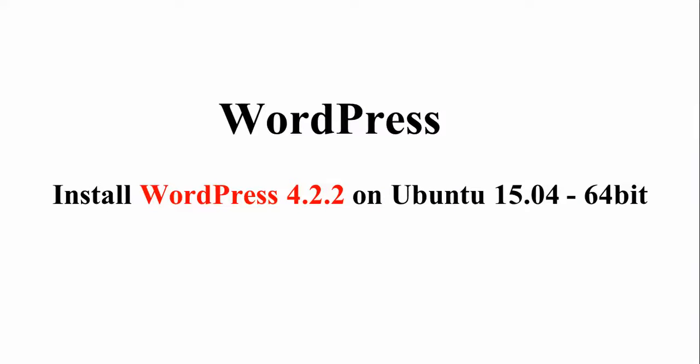In this tutorial I'm going to show you how to install WordPress 4.2.2 using Apache. You can also install this on Debian, Linux Mint, and also Ubuntu 15.04, 64-bit or 32-bit supported. You can also install on 14.04 and 14.10.